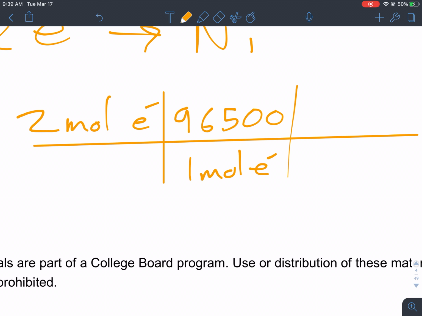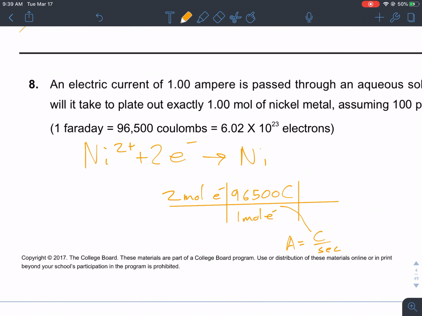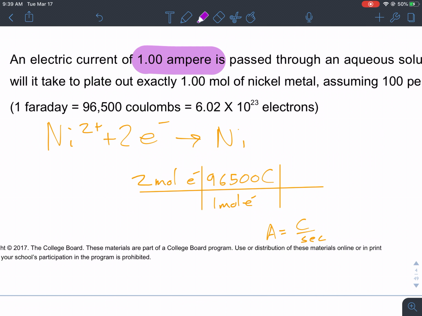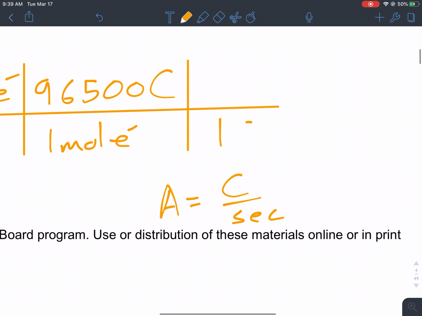Oh, sorry, I should write the units. That's coulombs. And 1 ampere, let me just let you know, an ampere is equal to coulombs per second. Okay, so we have 1 ampere, which means we have 1 coulomb per second. So this is going to be 1 coulomb per 1 second.